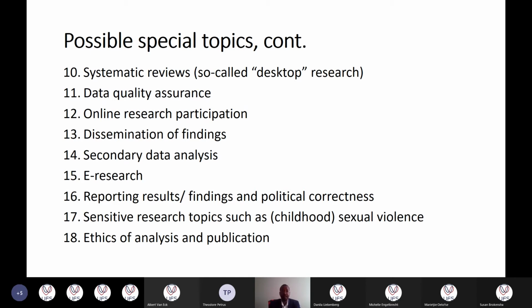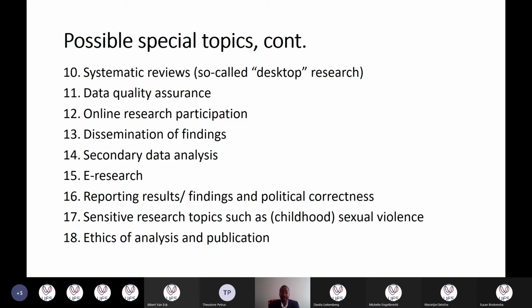As we continue, what about when we have systematic reviews, the so-called desktop research? It has been put across as, well, you can easily do this and sometimes even skip the REC and so on. But what becomes our responsibility there as far as managing what is essentially data, even though it is so-called in the public arena? We didn't have access to the primary data that allowed for the production of those published pieces of work that you are now using in your systematic reviews, etc. Right? Data quality assurance, okay?